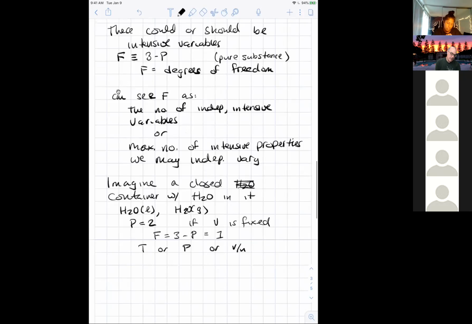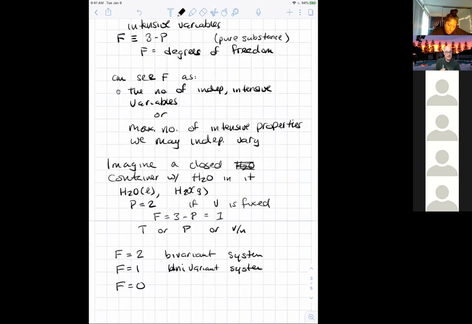There are some definitions about this that we call these things. If F equals 2, we call this a bivariant system. If F equals 1, we call this a mono or uni. I guess I see uni more often, univariant. It may be that we can't independently specify anything, right? You may know this is going to be what we call a triple point, for example. This is called invariant.